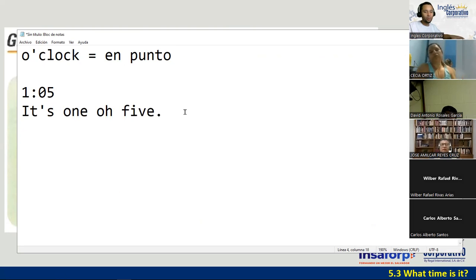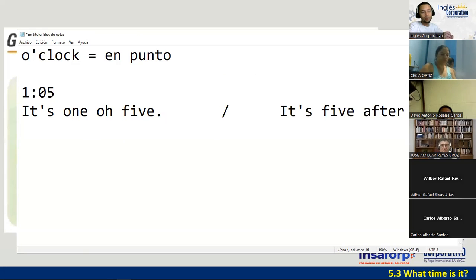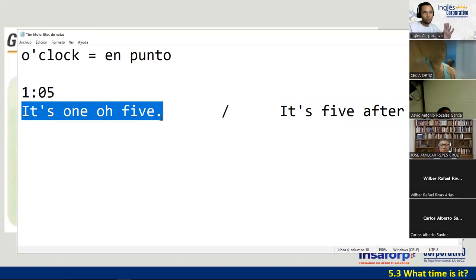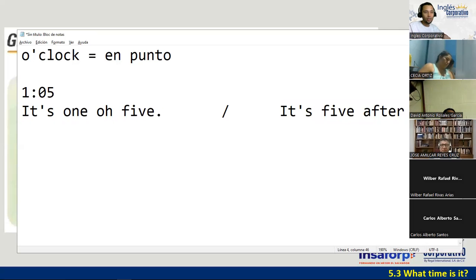Y existe una manera alternativa de decir esto. Usted puede decir también it's 5 after or past 1. Hay dos maneras de decirlo. Esto puede ser un poco confuso porque en español por lo general no utilizamos esta forma. Solamente utilizamos esta. Si es la 1:05 decimos es la 1:05. Pero en inglés se puede decir it's 5 past 1, que sería, son 5 minutos después de la 1. Así que cuidado ahí porque esta forma también es posible.